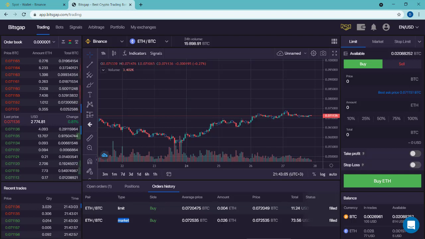So this shows that we bought some Ethereum, and over here it shows that after we started the grid bot, first of all the value of Ethereum started to go down, and so the grid bot bought some more Ethereum.